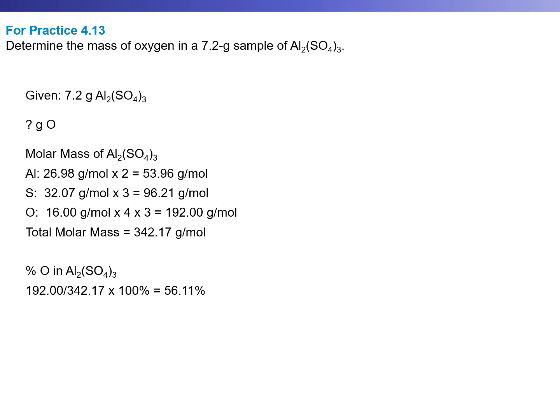The way that I'm going to do that is I'm going to take 192 grams per mole of oxygen. I'm going to divide it by the molar mass of the molecule. That's what I'm doing right here. Multiply it by 100%, and that's going to give me 56.11%.